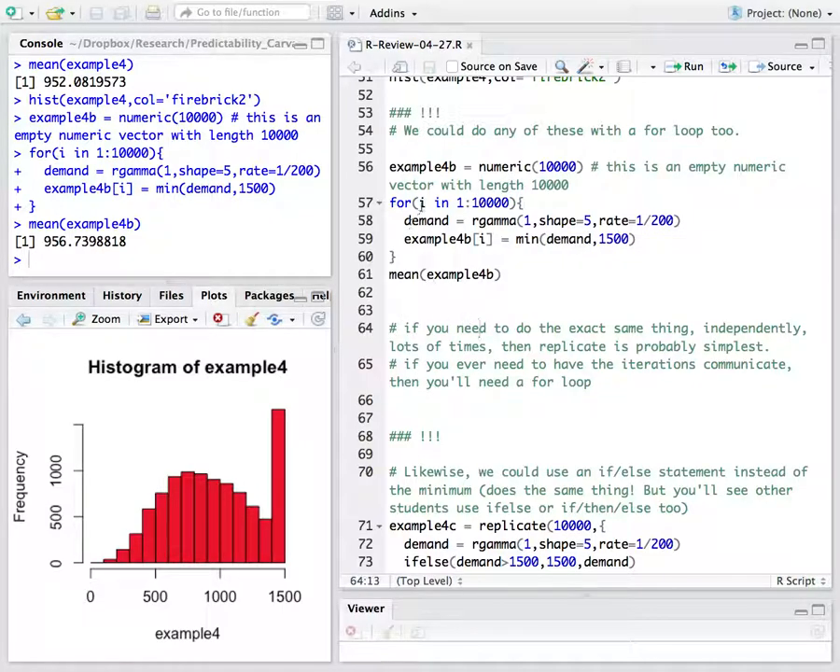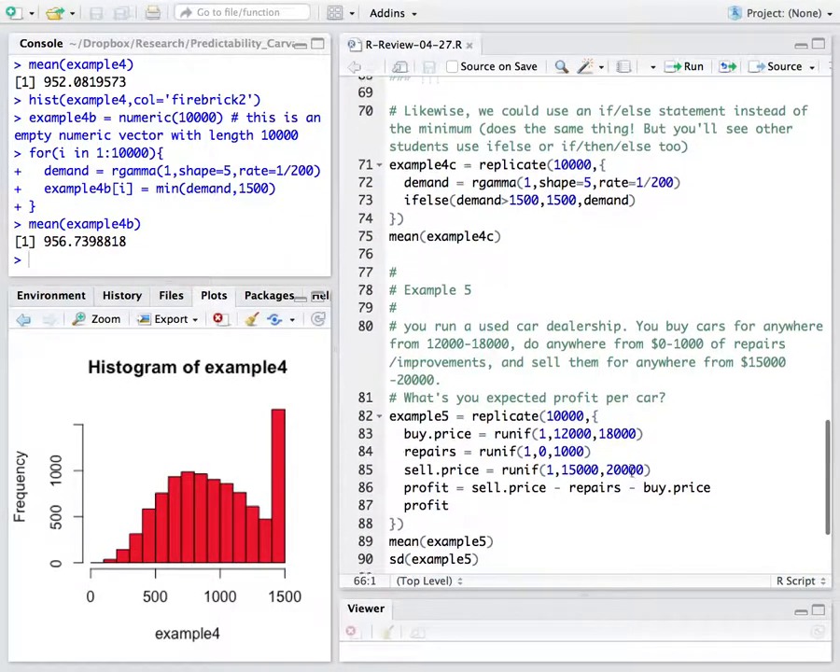So you may notice that this did the exact same thing as what we had before, but with an extra step or two. So if you need to do the exact same thing independently lots of times, then replicate is probably simpler to use. If you ever need to do something a little more hands-on, or if you ever need your iterations to talk to each other, note the word independently here means that they can't communicate, right? If you ever need your iterations to learn from the previous iteration, you probably want to use a for loop.